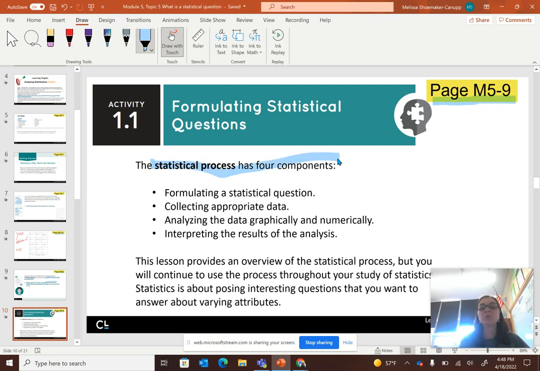Okay, let's move on and learn a little bit more about our statistical questions. The statistical process has 4 components. That means there's 4 things that we're looking for. We have to formulate, or come up with, the question. These are steps you guys are going to be doing for our end project. You have to collect the numbers, so you're going to be asking people and writing it down. You're going to analyze the data, the numbers that you get, and I'm going to show you how to do that in graphs and with numbers. And then you're going to interpret the results. What does it mean? What are these graphs telling me? What's the point of collecting the data?